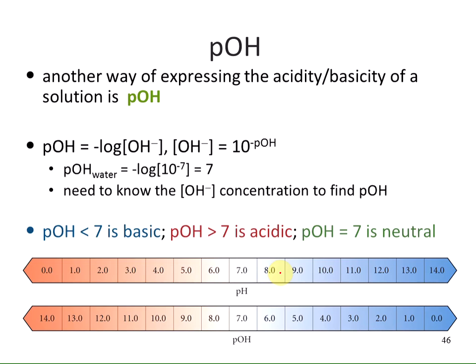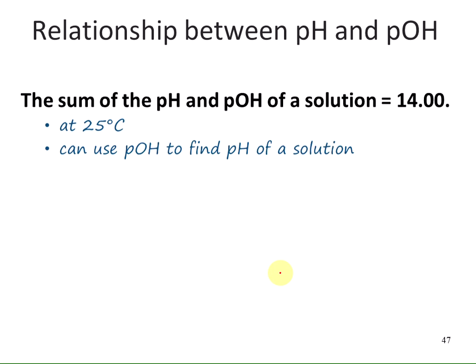Now because the pOH is the inverse of the pH, a pOH of less than 7 is basic, a pOH of greater than 7 is acidic, and a pOH of 7 is neutral. So to help us understand the relationship between pH and pOH, let's discuss that a little bit more.